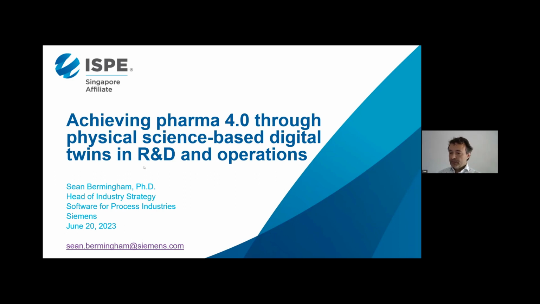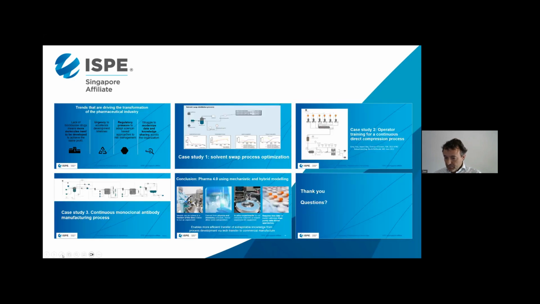So the talk will be structured as follows. We're going to start off with a bit of an introduction, and during the introduction, I will talk about how models are used not only in commercial manufacture, but that the journey starts when we develop new processes, when we do the tech transfer, and ultimately we can use those models or digital twins, as people like to call them these days, in a commercial manufacturing setting.